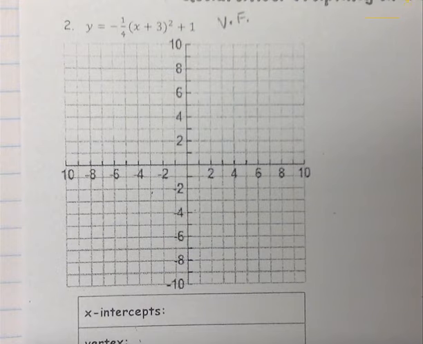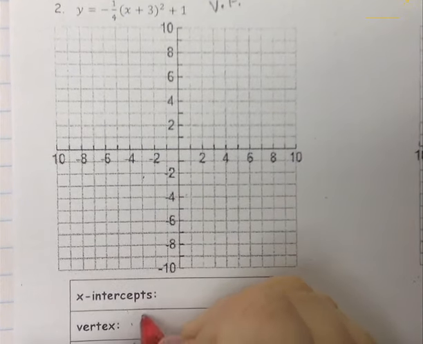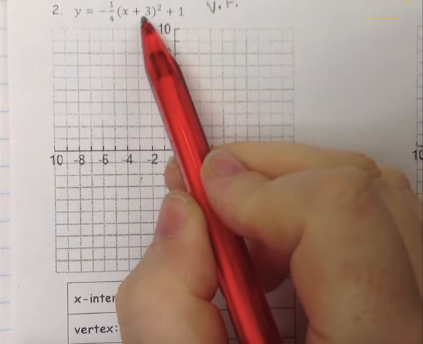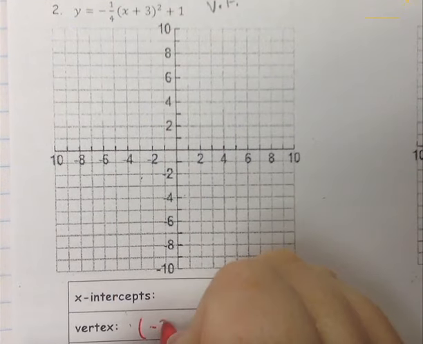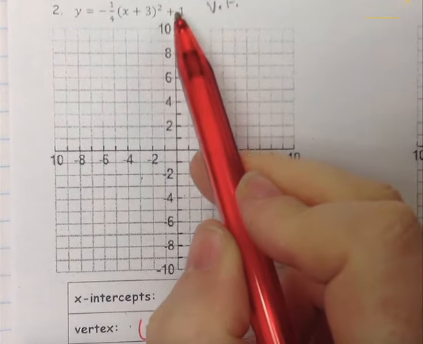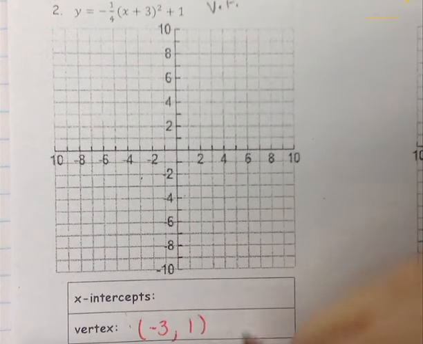Our vertex, so down here in our chart for vertex, is a coordinate. We have to remember to change the h value of that 3, so it's really a -3, comma. We keep our k value of 1, so our vertex is at (-3, 1). So from this one coordinate, we can actually answer a lot of information.